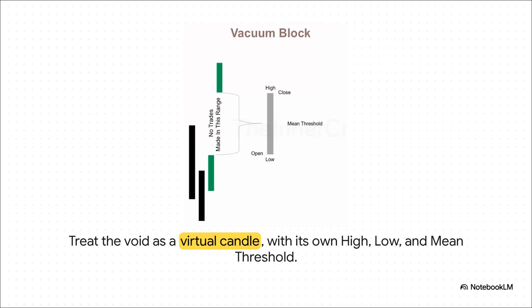And here's how we do it. We're going to treat that entire void as if it were one giant virtual candlestick. So we give it a high, we give it a low, and most importantly, we give it a mean threshold, that critical 50% level right in the middle. Now, all of a sudden, we have a defined structure we can actually work with.